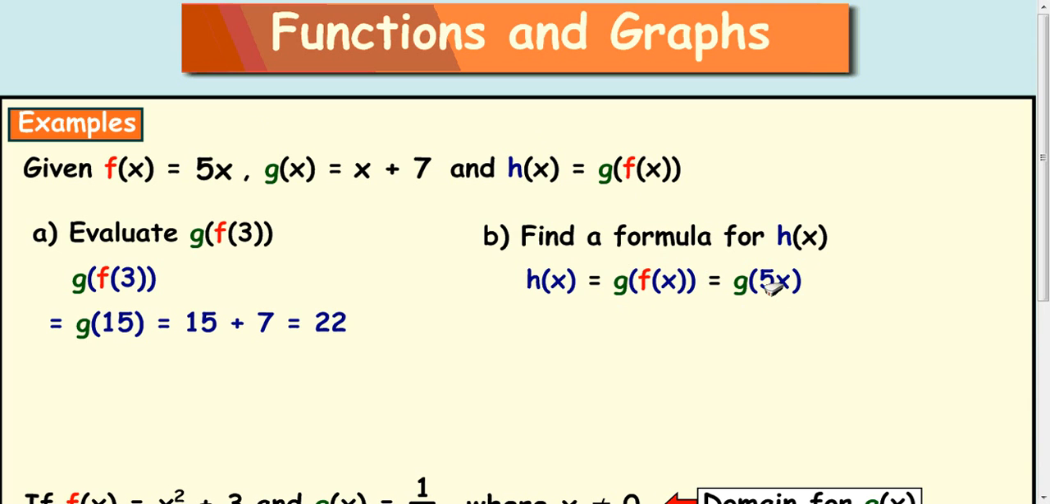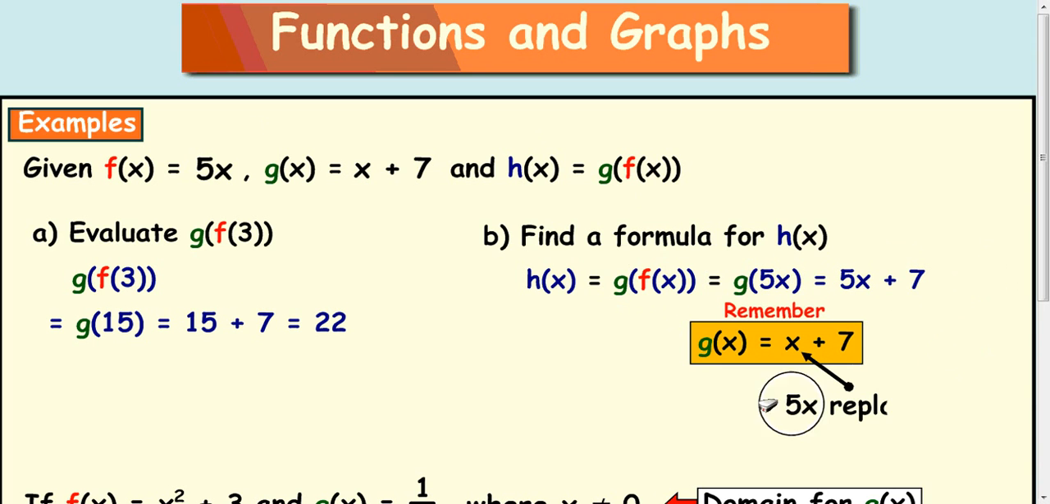As we were talking about in the last lesson, you don't always need to replace the x with numbers. This time we have to replace it with a 5x. So we go back up to g of x and we say, right, we're going to do g of 5x. So we replace this with 5x. So it's going to be 5x plus 7. So we're replacing the x here with the 5x, and we get 5x plus 7.